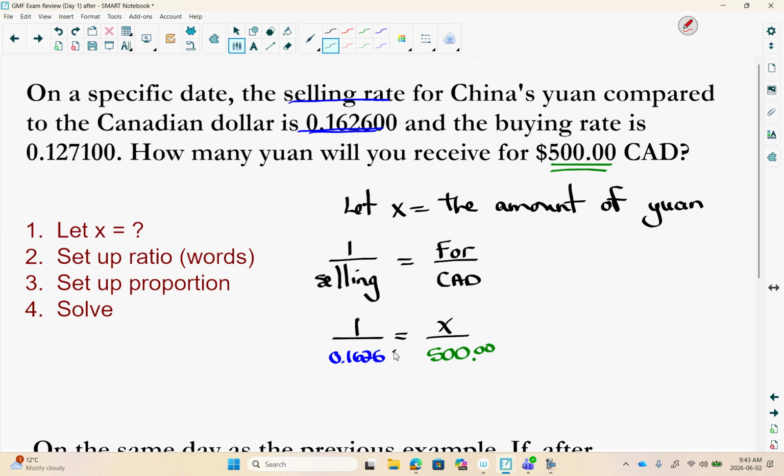And then how would I solve this? What do we do? Cross multiply, okay? 0.1626 times X gives me that. Don't forget to write your equal sign. 1 times 500 is 500.